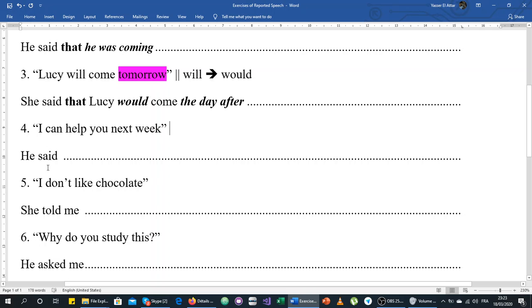So here we said the first thing we check is the type of the speech. The type of the speech is a statement. So for a statement, we add that. And here we don't have any tense. We have the modal can. We said can changes to could. So let's go. I, we said, refers to the speaker. So I becomes he, and then we have could.